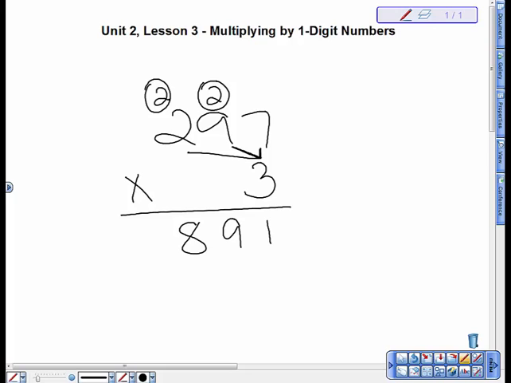Just remember, multiplying by one-digit numbers is very similar to adding. We're going to multiply the ones, move to the left, and carry any numbers that we have from our tens place and add them back in. The only difference is that instead of adding this number down here at the bottom, we're multiplying it. Great job.